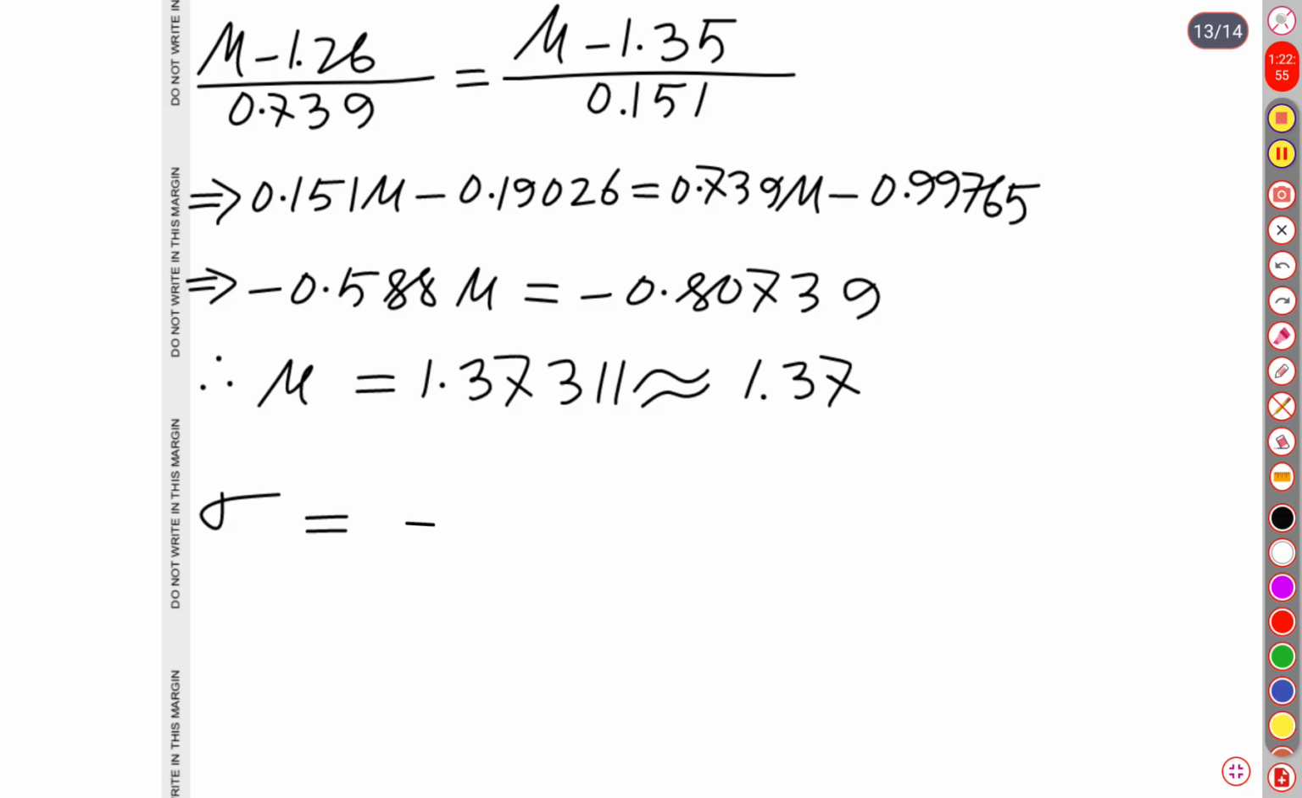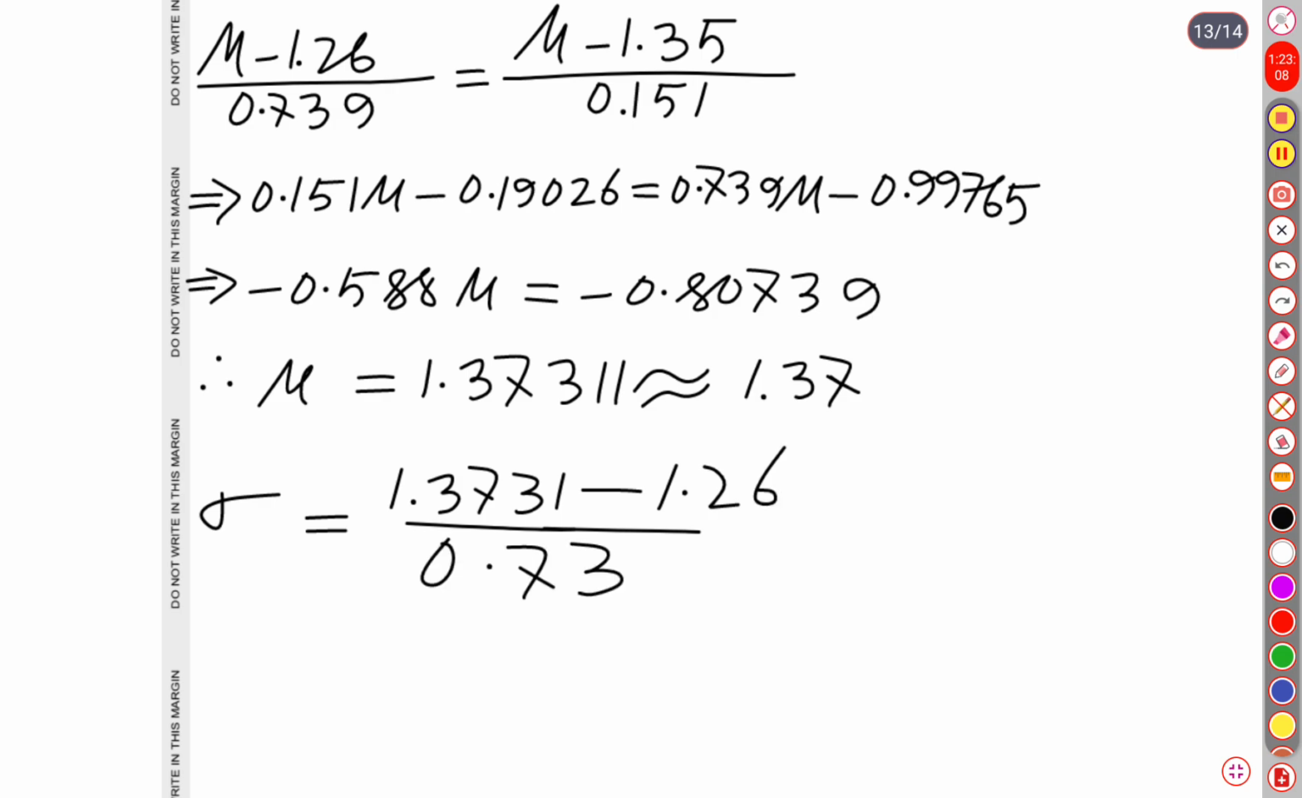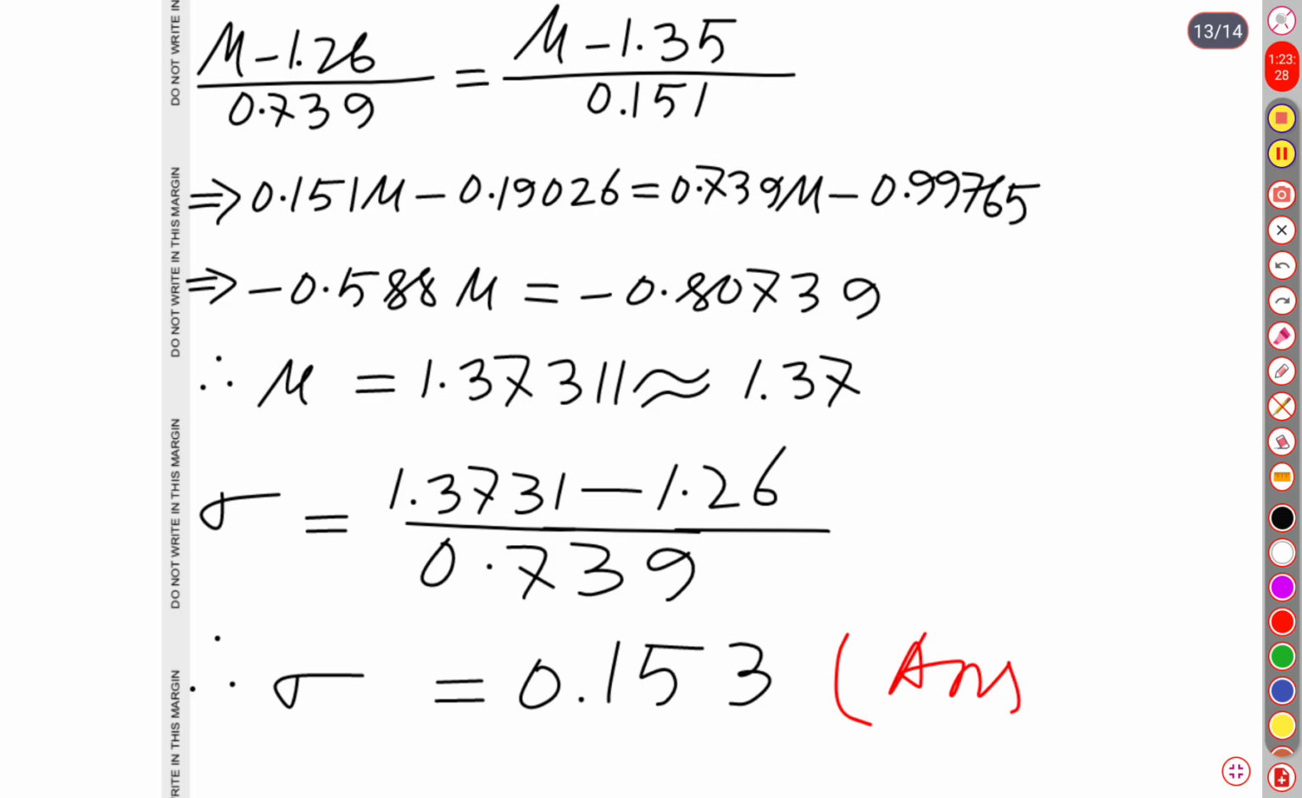Sigma is equal to mu, which is 1.3731, minus 1.26. If we pick up the first equation, then divided by 0.739. So finally our sigma is going to be 0.153. So these two are the final answer to this question, the value of mu as well as the value of sigma.